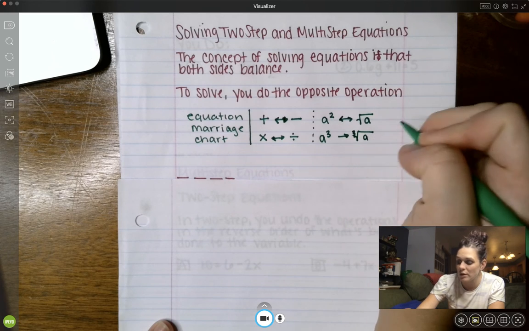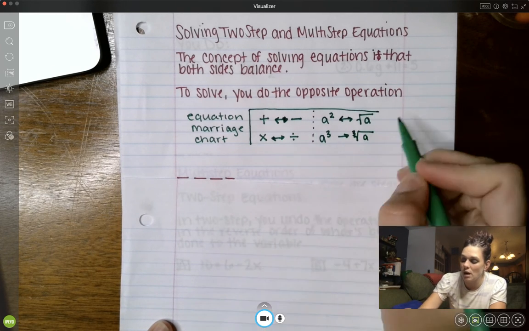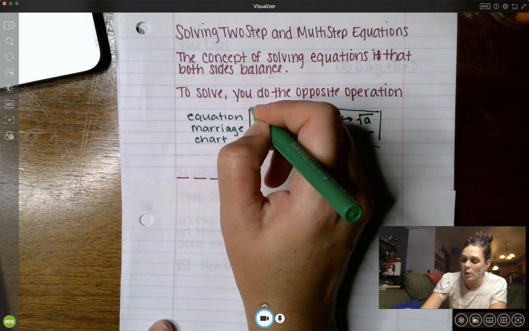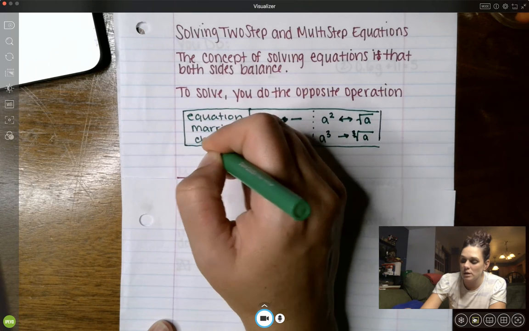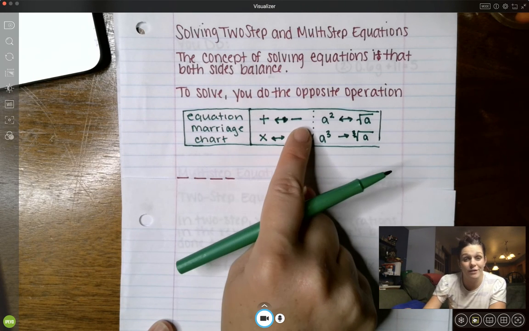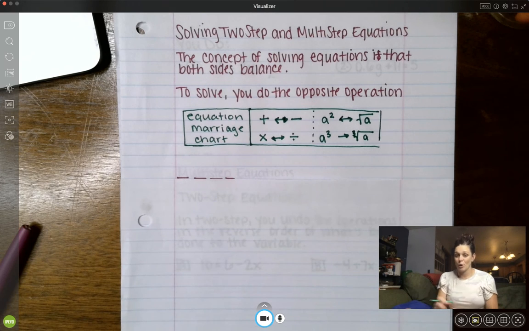And I'm going to put a letter in there just to kind of show you how it is. And me, I like to box things off, so that way if I need to reference them, I'm going to be able to find it quite easily. All right, so here is our equation marriage chart. So again, when I want to cancel positive, I do negative. When I want to cancel out divide, I do multiply, and so on.